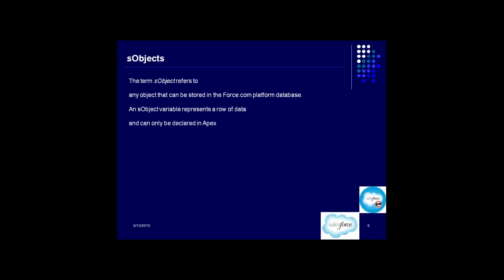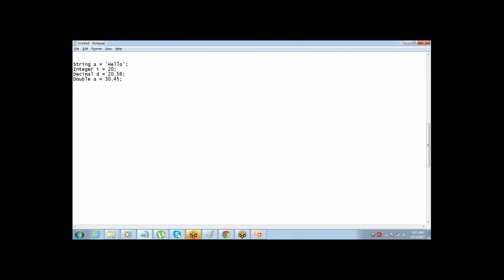and can only be declared in Apex. So that's something very specific to Salesforce. For example, account A. What does A refer to? A row of data in the account object. Got it? Yes. My custom object CO will represent a row of data in this custom object, whatever your custom object name is. So this needs to be defined like this.